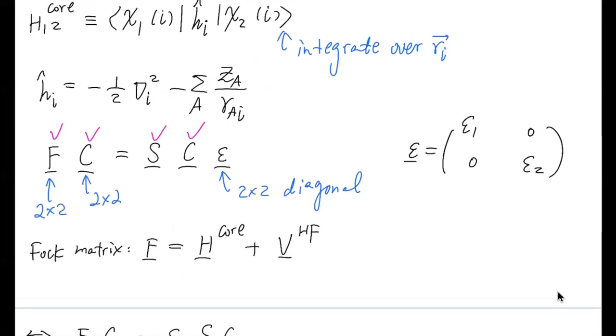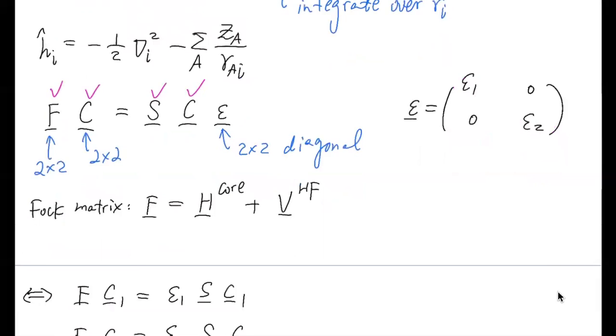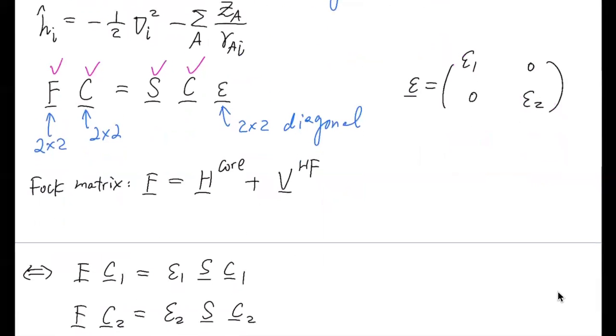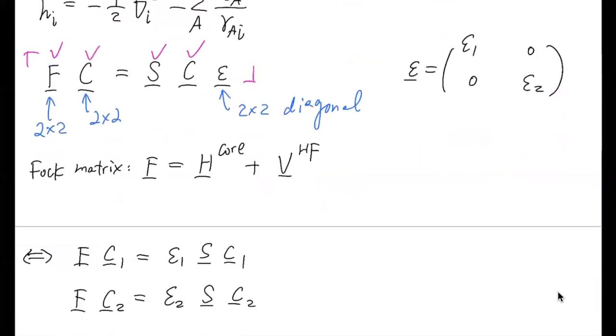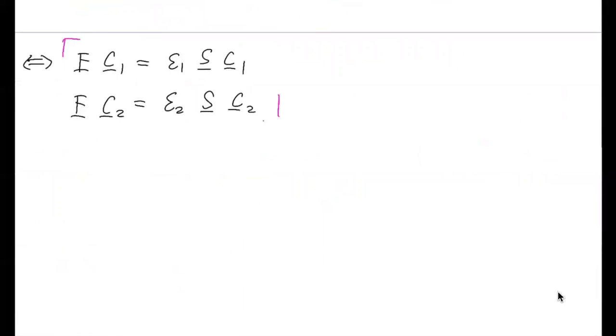So epsilon 1 is the molecular orbital energy for the first molecular orbital. Epsilon 2 is the molecular orbital energy for the second molecular orbital. And the off diagonal elements are all 0. Okay. So of course, you can rewrite this equation, which is the Roothaan equation, into two equations, right? C1 is the AO coefficient matrix for the first molecular orbital. C2 is the AO coefficient matrix for the second molecular orbital, right?